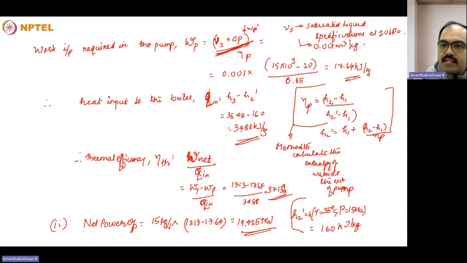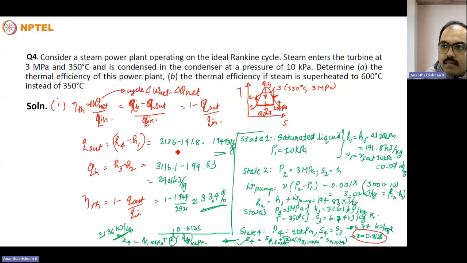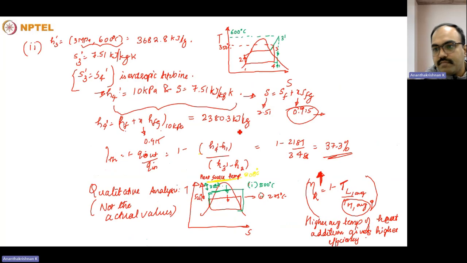So in this problem, we just compared two cases of heat addition, where one is heated to 350 degrees Celsius and the other to 600. And we compared their efficiency and found that the temperature of heat addition has a significant impact on the efficiency. So a higher temperature of heat addition corresponds to lower irreversibilities, resulting in a higher efficiency. Okay, that completes this problem. And now we can move to the next part. Next question.